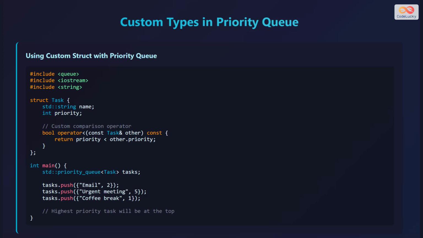Now you can create a priority queue of tasks. When you push tasks onto the queue, they will be prioritized based on their priority value. The highest priority task will be at the top of the queue.